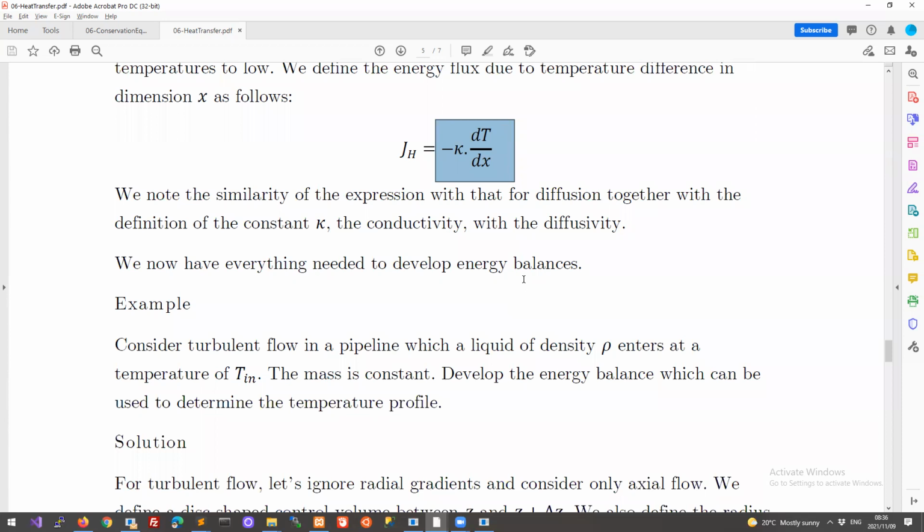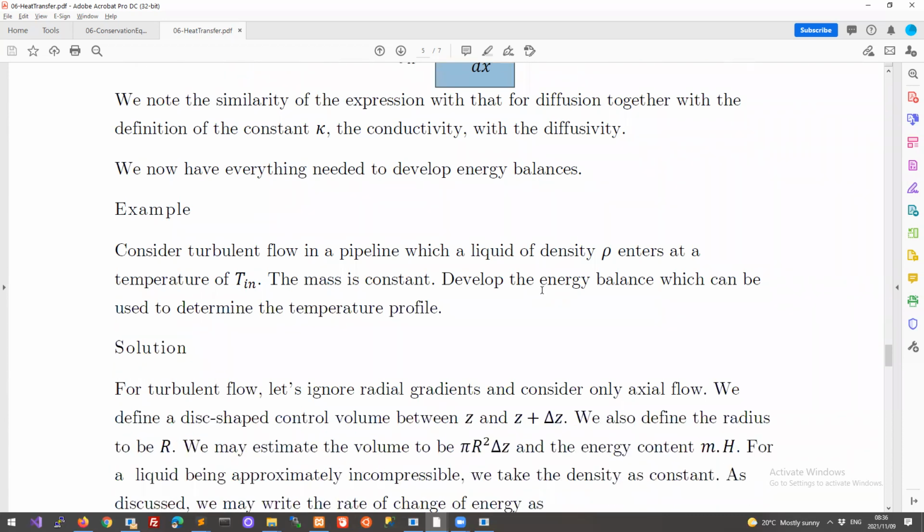Okay, so let's look at using all this now to develop an energy balance for this problem, where we have turbulent flow in a pipeline. So we have a fluid flowing turbulently, if you like, in a pipeline.